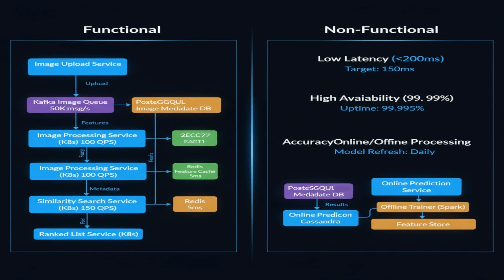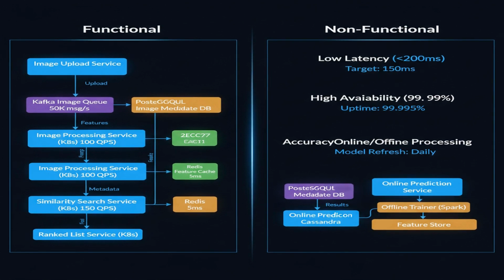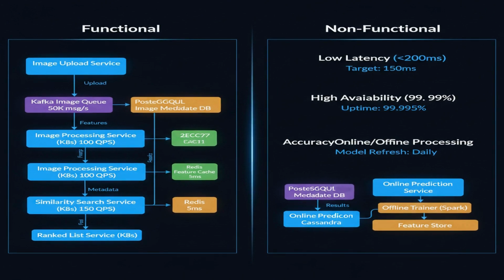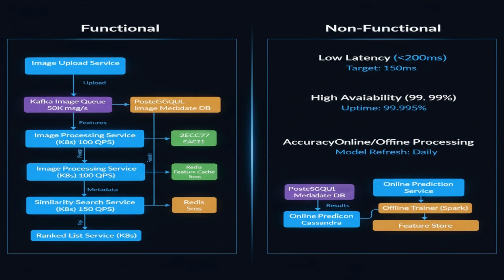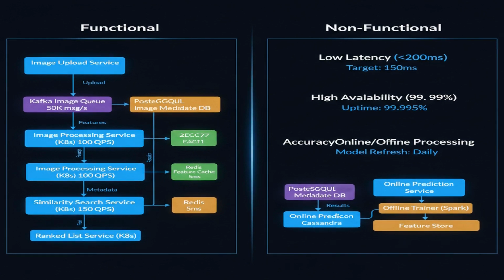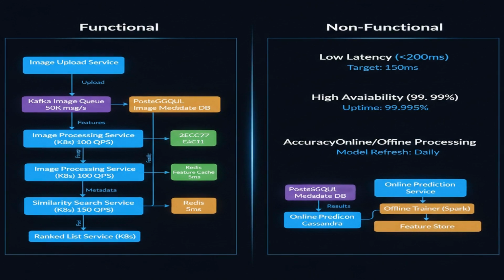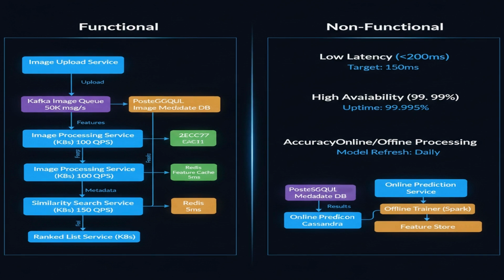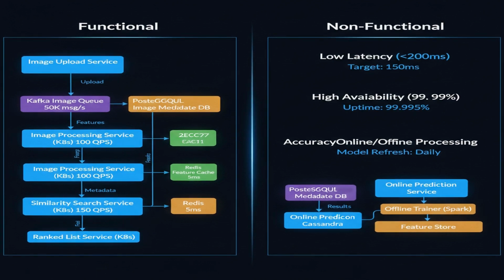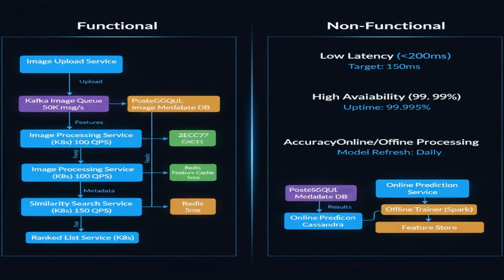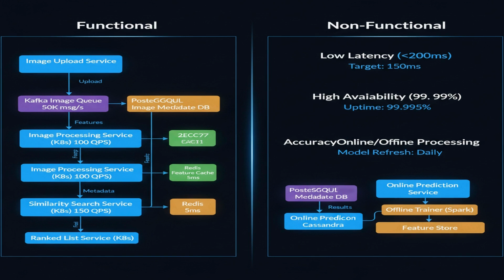Let's define the requirements. Functionally, users upload an image and receive a ranked list of visually similar images. This requires image feature extraction, similarity matching, and re-ranking. Non-functional requirements? Low latency is crucial, ideally under 200 milliseconds. High availability is a must, aiming for 99.99% uptime. We'll prioritize accuracy, but with an acceptable trade-off for speed.